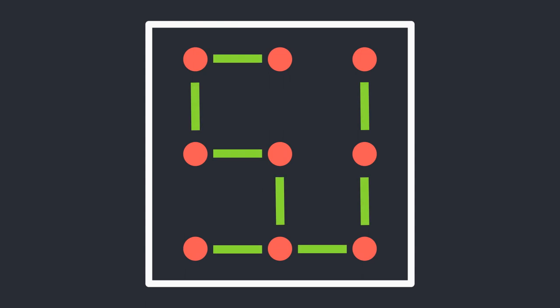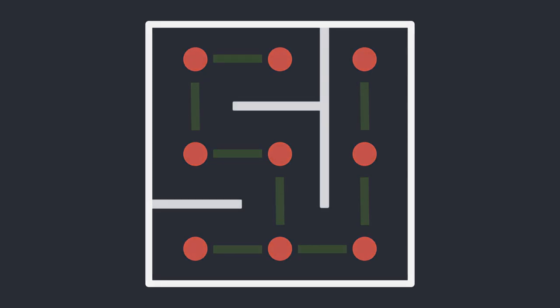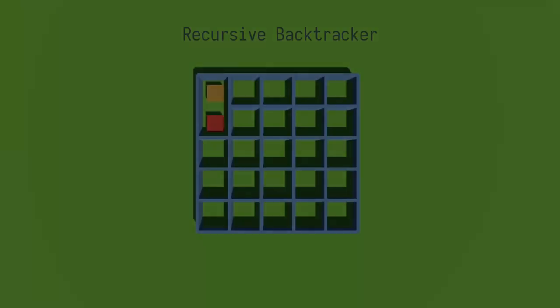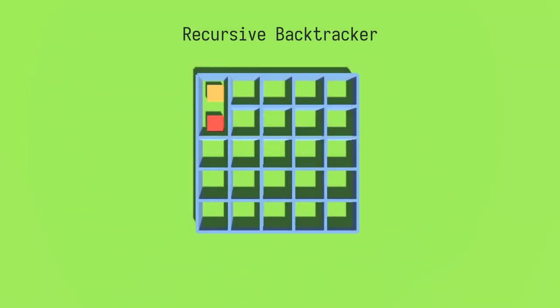So, what is a maze? If you think of your map as a grid of nodes, then a maze is essentially making a set of paths such that each node is connected to another by at least one path. If you place walls between the nodes that aren't connected, voila, you have a maze. There are quite a few maze generation algorithms, but we will be using the recursive backtracker.